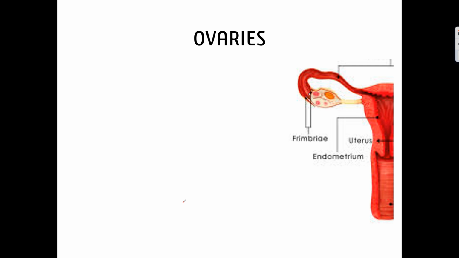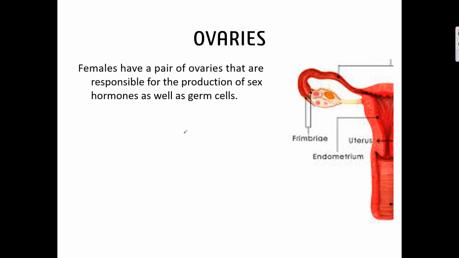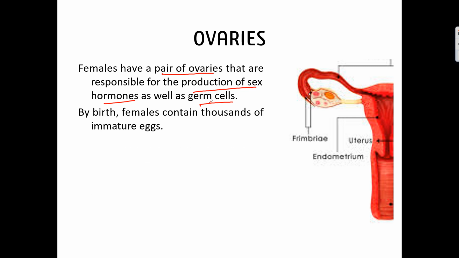Now let us look at the ovaries in more detail. Females have a pair of ovaries which are responsible for production of sex hormones as well as the germ cells. Like in the case of males, who produce testosterone as well as sperms, here also the females will produce sex hormones, that is estrogen, progesterone and testosterone, as well as the germ cells. By birth, females contain thousands of immature eggs. So a lot of immature eggs are present in the ovary.